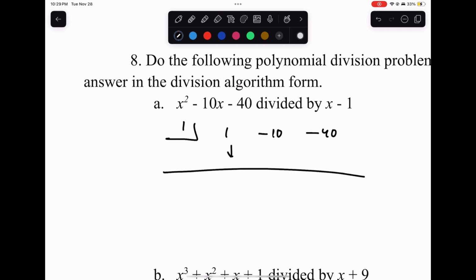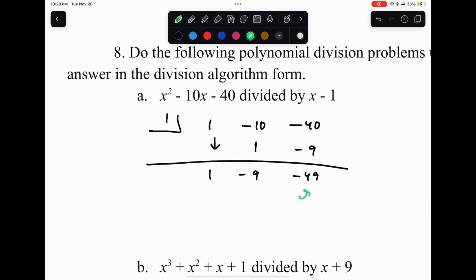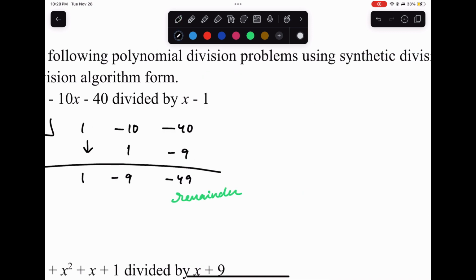So we put 1 up in the box, and we put our coefficients. Then we bring down 1. 1 times 1 is 1. -10 plus 1 is -9. -9 times 1 is -9. -40 plus -9 is -49. So that's our remainder. And our polynomial becomes (x minus 1) times (x minus 9) minus our remainder of 49.